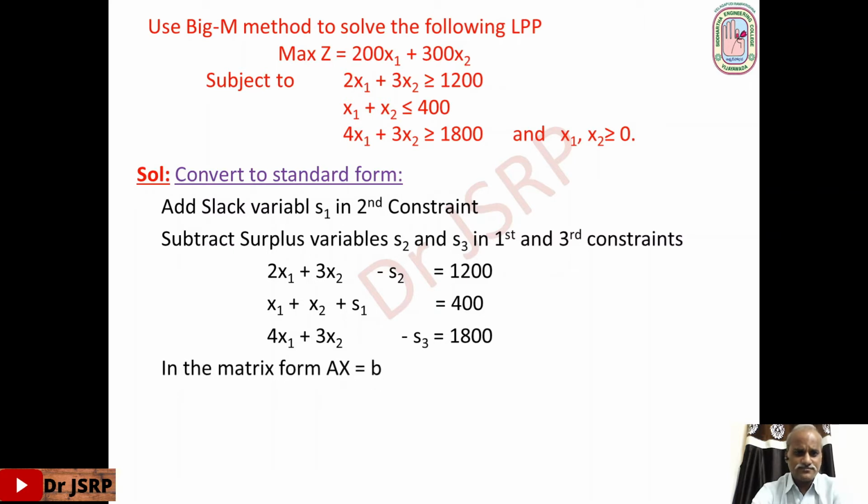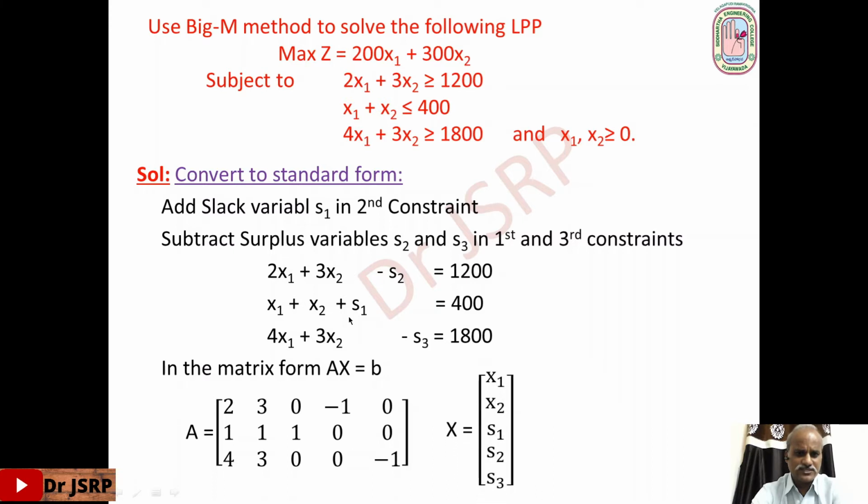AX equal to b. The coefficient matrix A is: first column, that is x1 coefficients, 2, 1, 4. Second column, x2 coefficients, 3, 1, 3. Third column, S1 coefficients, 0, 1, 0. Fourth column, S2 coefficients, minus 1, 0, 0. S3 coefficients, 0, 0, minus 1. This is the coefficient matrix. And the variable column X is x1, x2, S1, S2, S3. And the right side vector small b is 1200, 400, 1800. So this is in the matrix form.